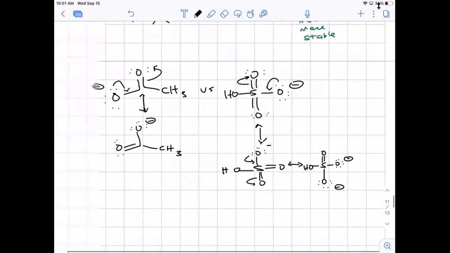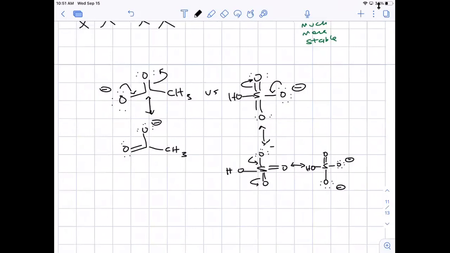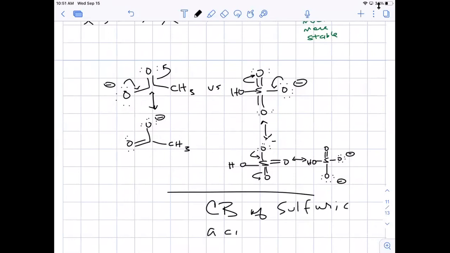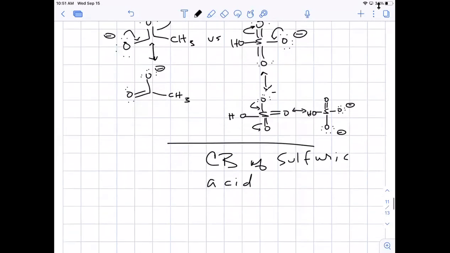So what can you say about the pKa difference? Why do you think that's such a huge difference? Is it because sulfuric acid can do more resonance? Yes. So like the charge can be delocalized more. Come on with it. Yes, that's exactly right.